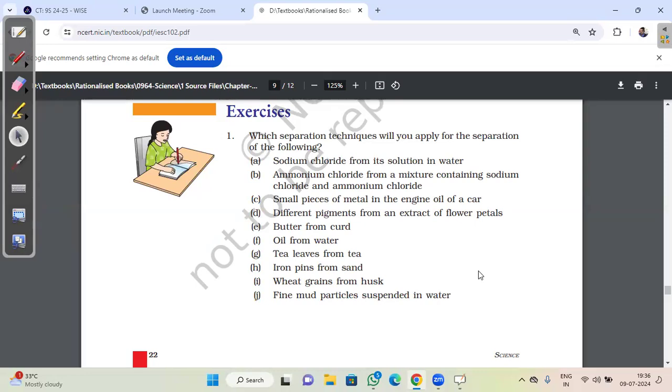Is it soluble? Yeah, it is soluble. Sodium chloride, common salt, so we can use evaporation. Your common salt has the chemical name sodium chloride. So how will you separate it? Evaporation. Very good.